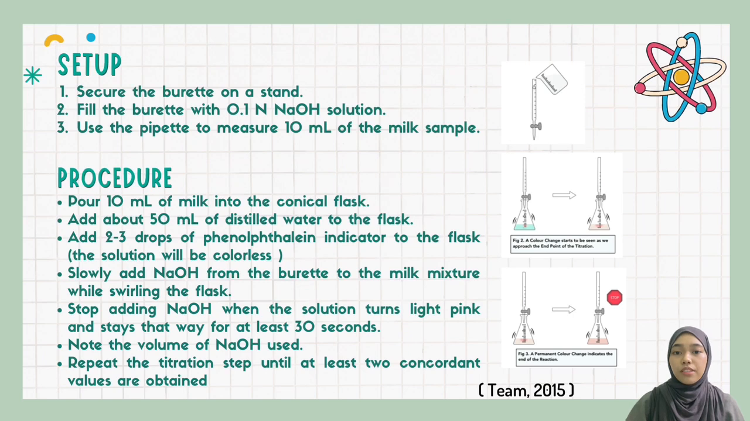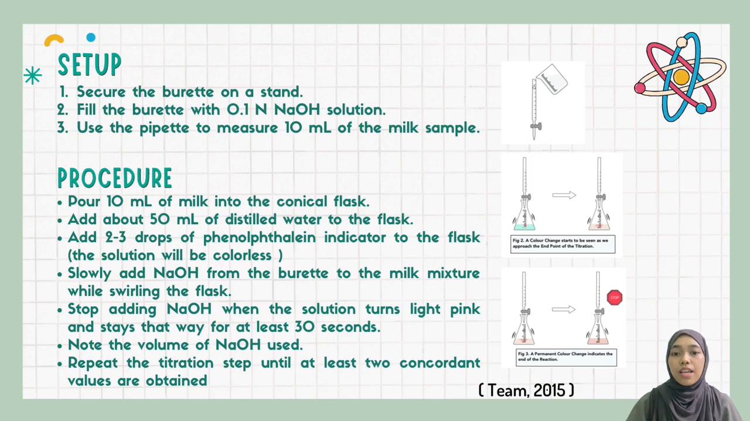To set up for titrating lactic acid in milk, first secure the burette on a stand and fill it with sodium hydroxide solution. Use a pipette to measure 10 ml of the milk sample into a conical flask. Add approximately 50 ml of distilled water to the flask, followed by 2 to 3 drops of phenolphthalein indicator, which initially keeps the solution colorless. Slowly add sodium hydroxide from the burette to the milk mixture while gently swirling the flask. Stop adding sodium hydroxide when the solution turns a light pink color and maintains this shade for at least 30 seconds. Record the volume of sodium hydroxide used at this point.